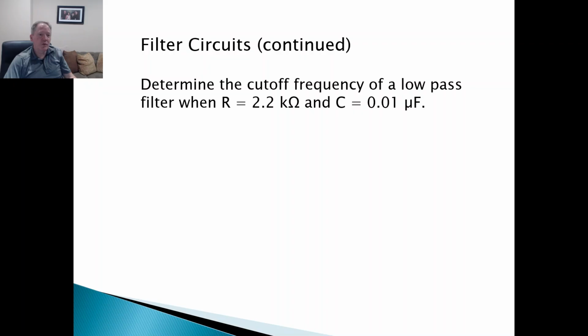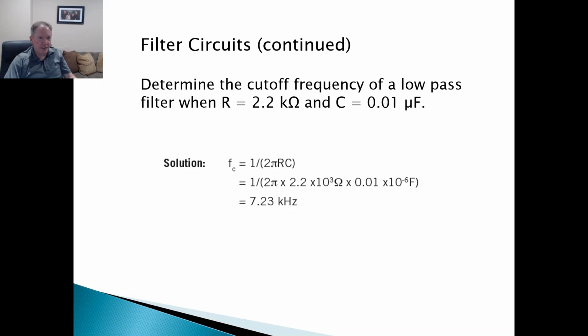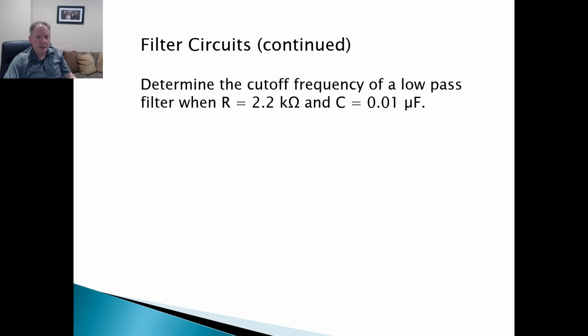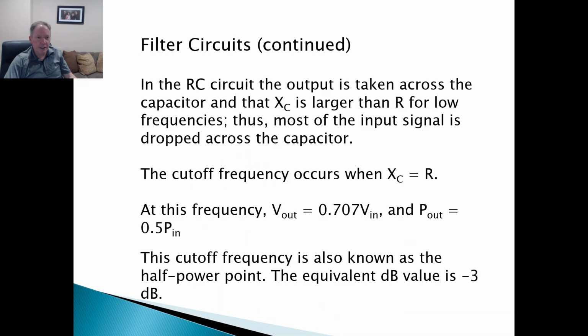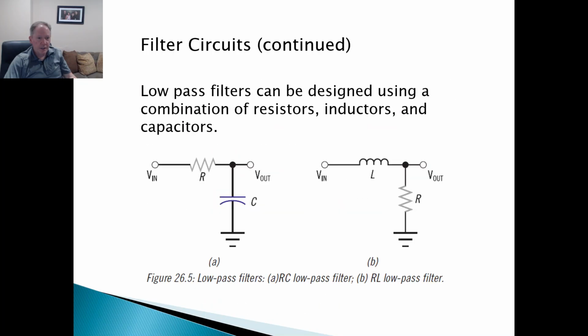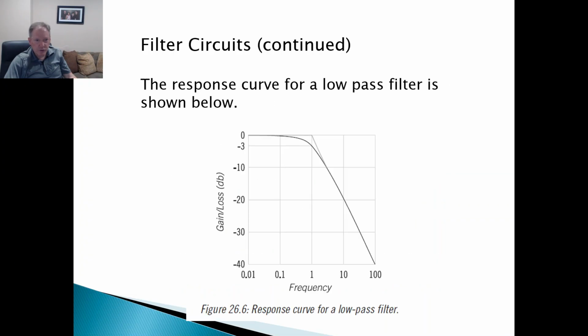So if we said, what is the cutoff frequency of a low pass filter when R equals 2.2 kilo ohms and the capacitor equals 0.01 microfarads, we'd say F of C equals 1/2 pi RC and do the math, and it's 7.23 kilohertz. So any frequency, when the input on this circuit, when the frequency gets above 7.23K, then we're going to start to see this drop here.